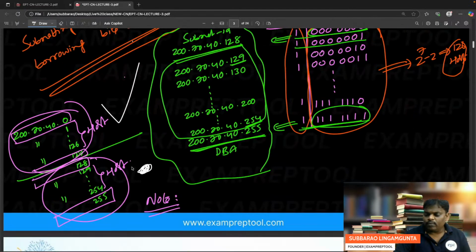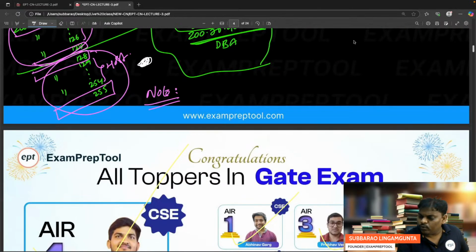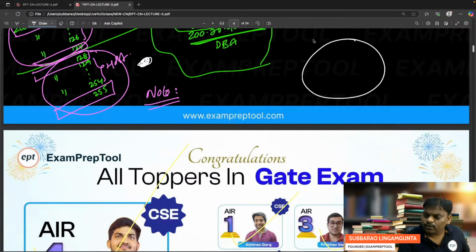I will write one more way also. Can you see this one? Please listen. 200.70.40, so this is the net. Before subnetting, it is the network ID: 200.70.40.0. See, the host part is 8 bits, all zeros. It is the net ID.